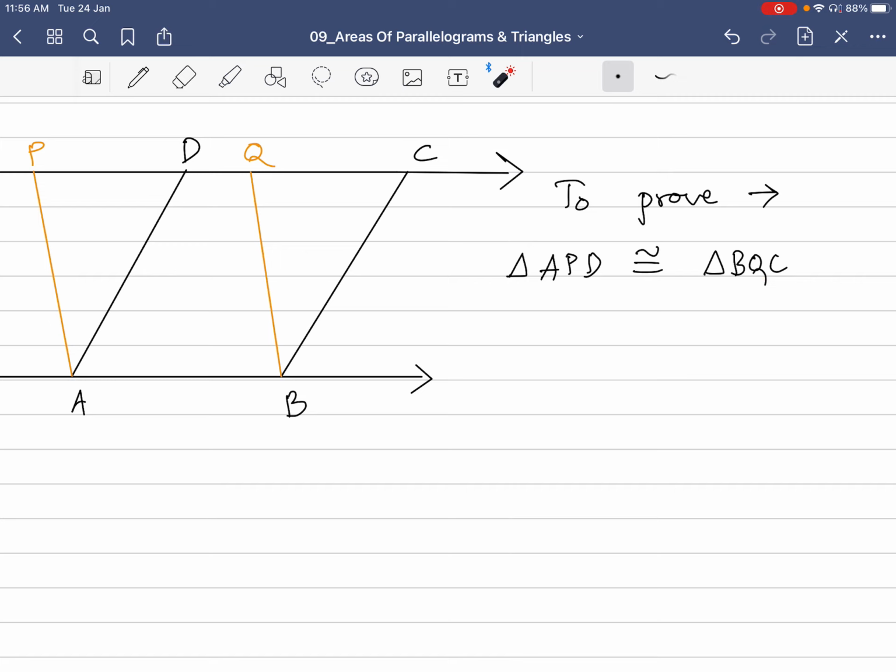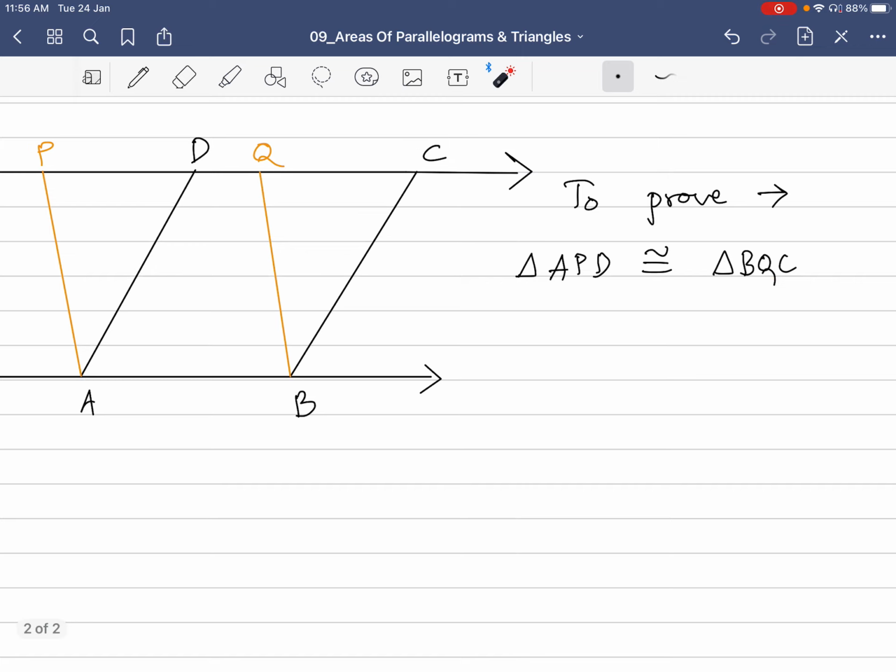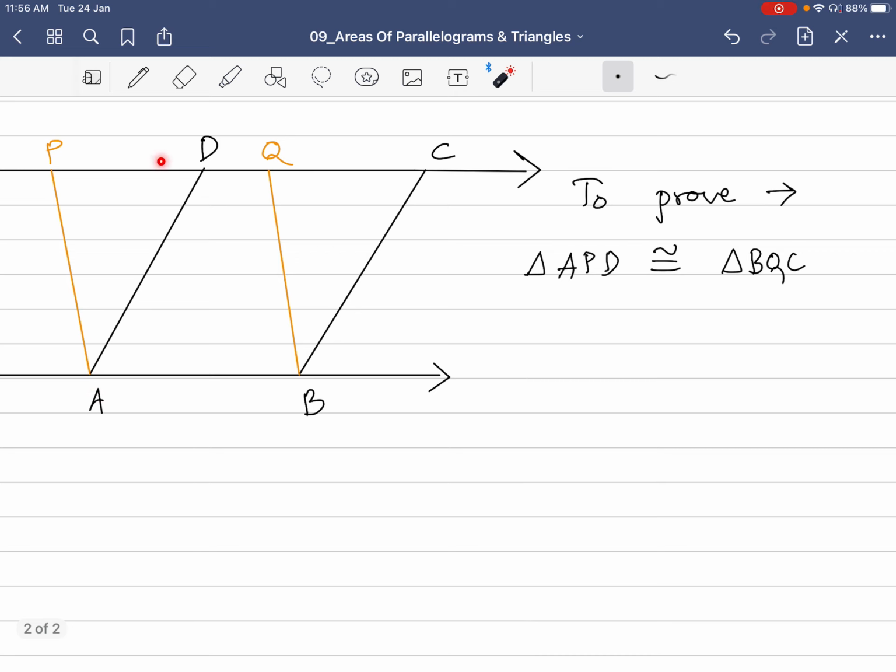So let's start with the observations. If you see APD and BQC, it consists of these two parallel lines. I'm going to use a highlighter now. AP and BQ. These two are parallel to each other. Why? Because they are the opposite sides of a parallelogram. So opposite sides of a parallelogram are always parallel to each other. Now with these two parallel lines, consider this as the transversal.